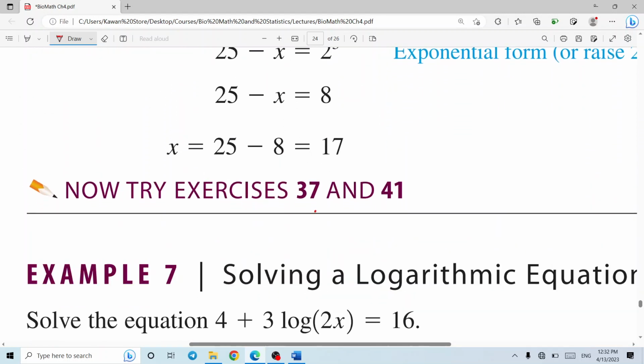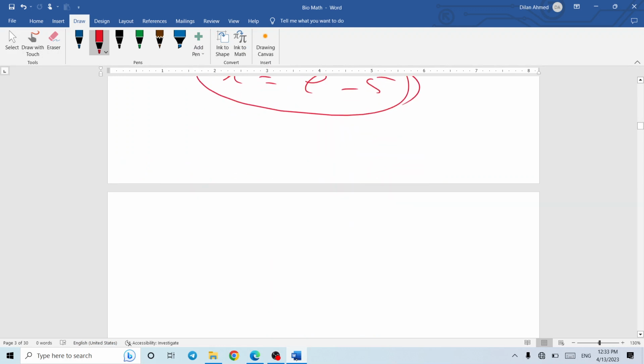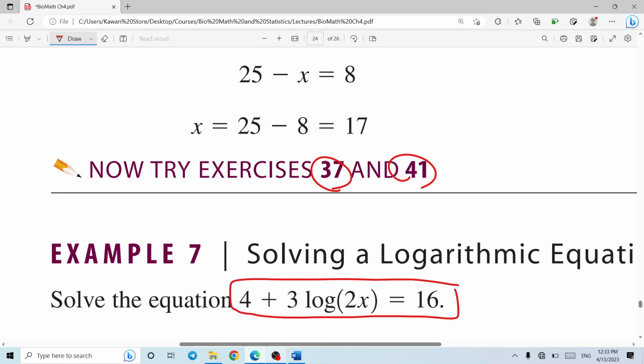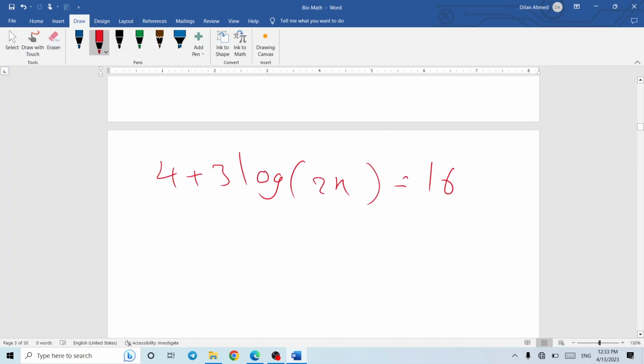Good. Now, of course, try to solve that one at home. We have another one that is easy, but needs one more step of work. What was that? We need to make it alone. So 4 plus 3 log of 2x equal to 16. Look, dears, I told you the hint is very important to solve. I told you to isolate. What do you mean by isolated? So I have 3 log 2x equal to 16 minus 4, which is 12.